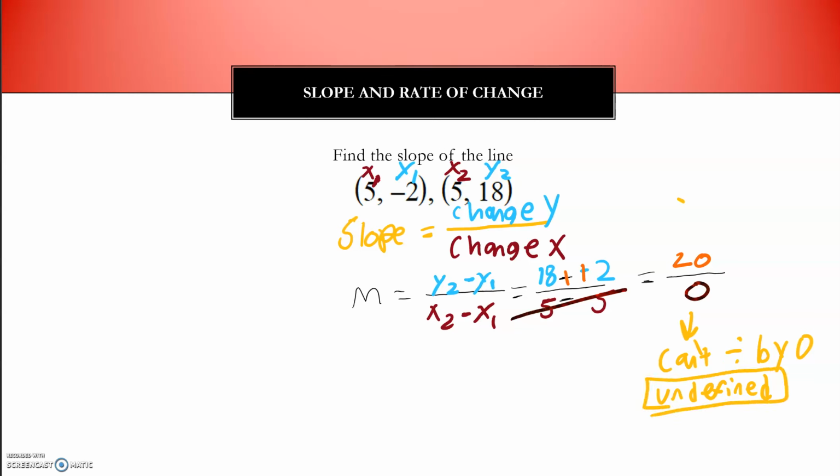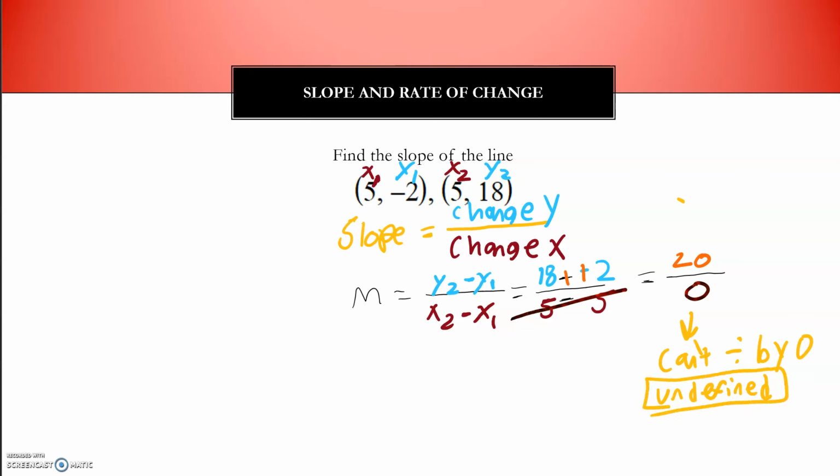Okay, go ahead and do this one. I promise it's not undefined. So hit pause and then hit play when you've got your answer. The answer here is the slope is m equals 11 over negative 3, negative 11 over 3, however you want to say that or write that.